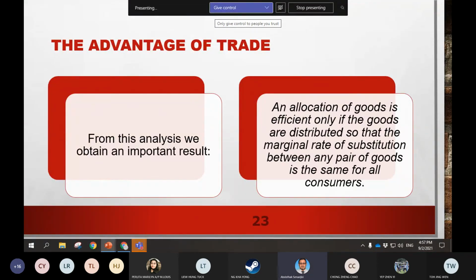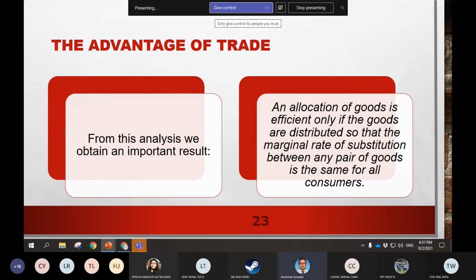This is an important result that also holds when there are many goods and consumers. So we say that an allocation of goods is efficient only if goods are substituted so that the marginal rate of substitution between any pair of goods is the same for all consumers. Meaning that the MRS for consumer 1 equals the MRS for consumer 2, and equals, if there is another one, the MRS for consumer 3.